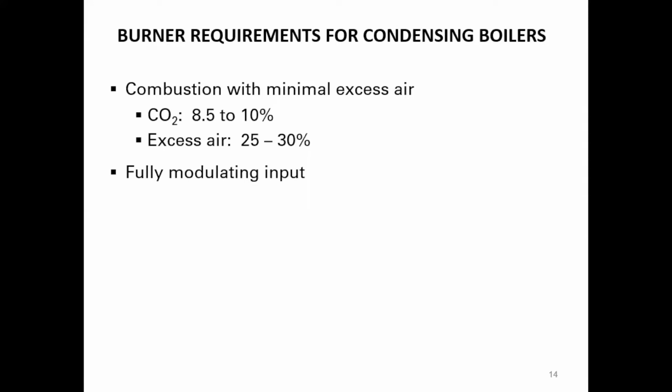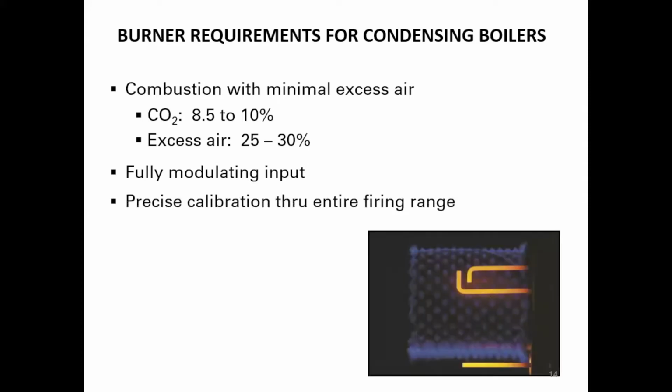I also want a fully modulating input. I don't want the boiler to be step fired, so I can match the output of the boiler with the load of the system. And then the other thing is I also want precise calibration through the entire firing range. What that really means is when I look at the CO2 or the burner setup, I want the high fire burner setup and the low fire burner setup to be consistent. Consistent means probably within about 0.5% as measured by CO2 between high fire and low fire. By doing this, my losses stay consistent from high fire to low fire. Also, my dew point stays consistent from high fire to low fire.